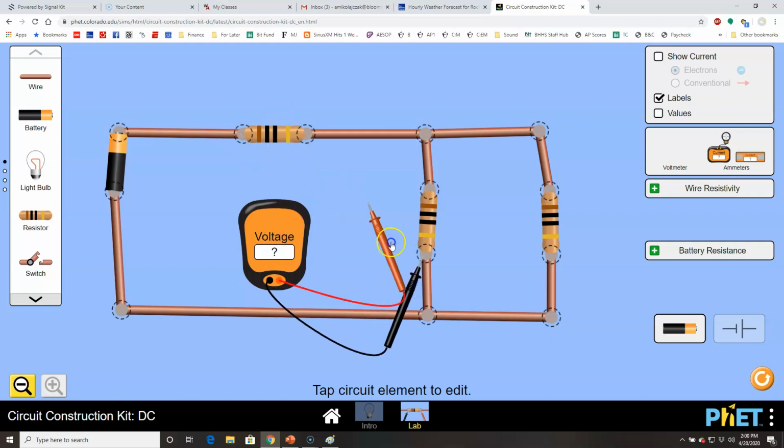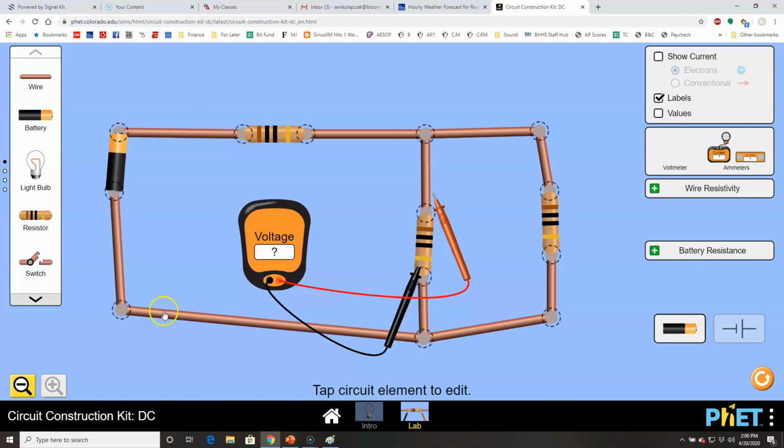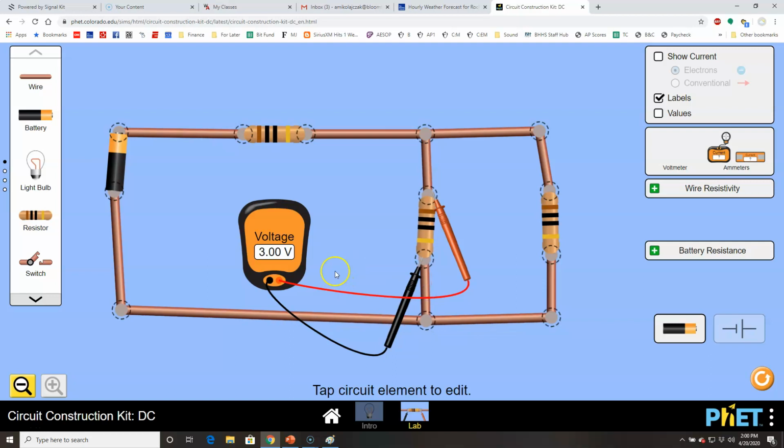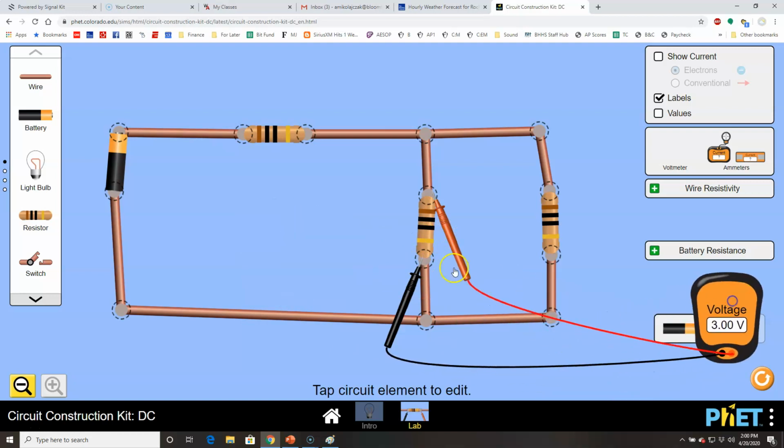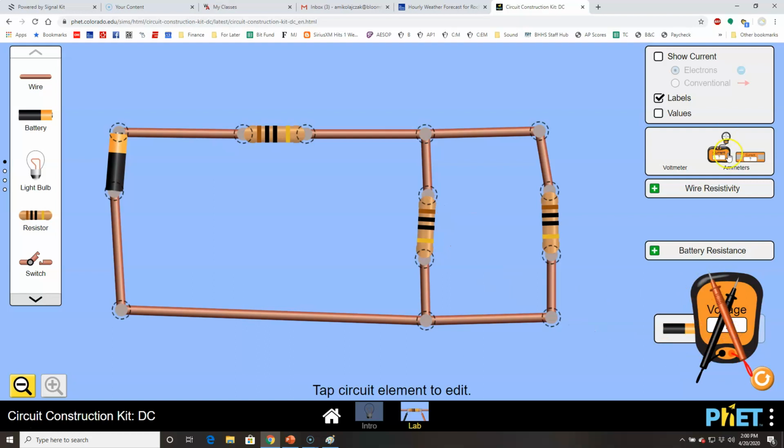Same thing here if I want to know what about across this resistor. So current can flow through the resistor and go back to the battery, or it can flow through this red wire, go through the meter, go through the black wire on the other side of the resistor, and then make its way to the battery. So when we measure voltage in a circuit, we keep it parallel. So let's go ahead and say goodbye to the voltmeter.